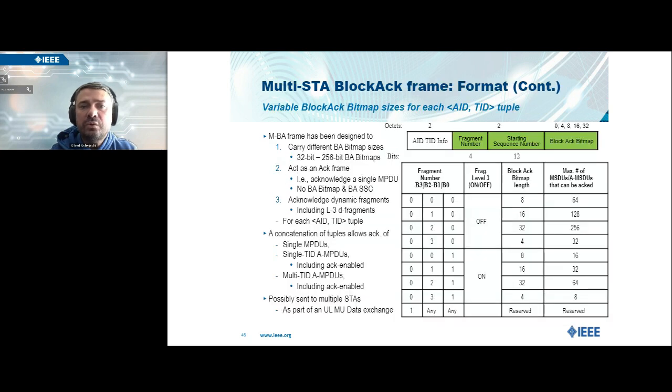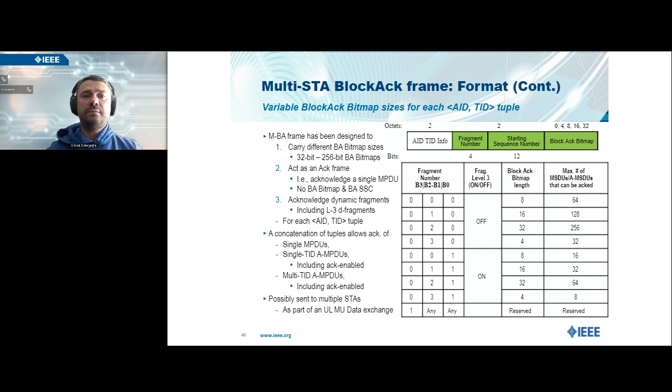To indicate those particular values, we use a similar encoding as for the compressed block ACK frame by using the fragment number, but the combinations are larger in this case because we also cover the case of 128 bits and the case of 32 bits. And this was done to add the flexibility to the multi-state block ACK frame to allow the reduction of the overhead that would be coming by the use of the multi-state block ACK frame with large block ACK bitmaps.